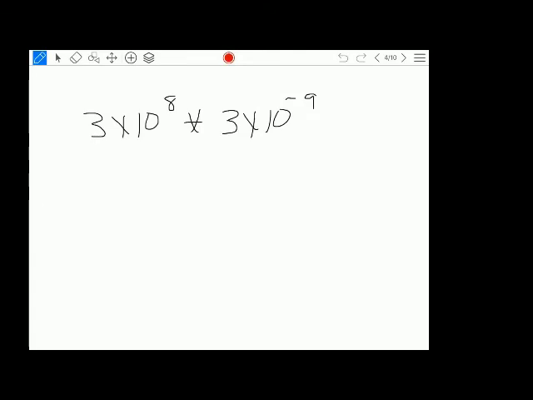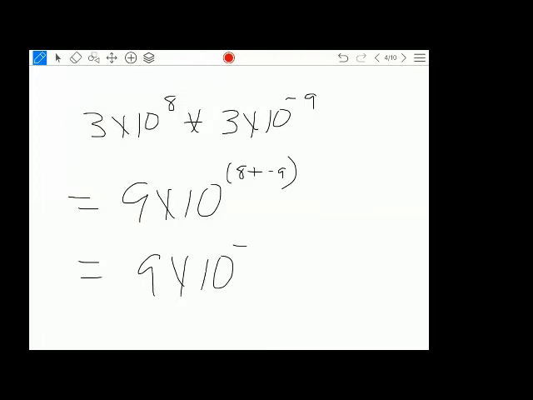Here I have a very similar problem, but instead I have a positive and a negative exponent. Taking the same basic steps, 9 times 10 to the 8 plus minus 9 leaves the result 9 times 10 to the minus 1, which is the same as 0.9. Again, I didn't have to touch a calculator to get my result.